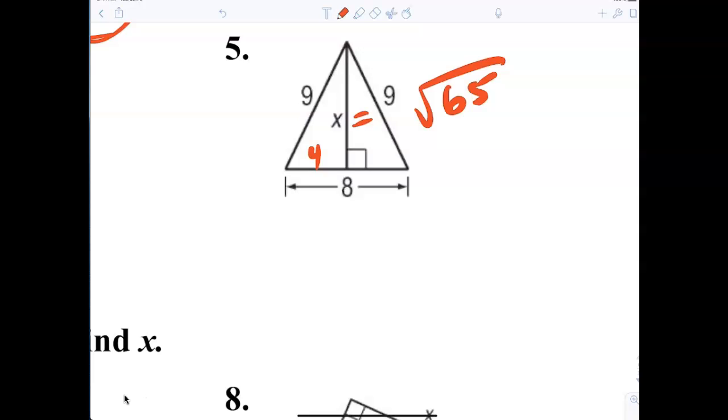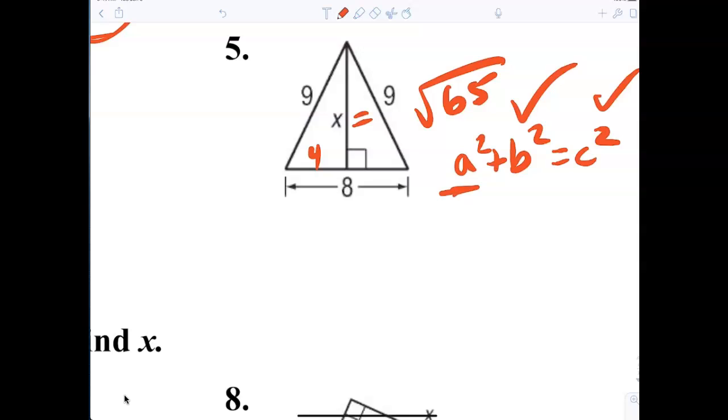So you do. A squared plus B squared always equals C squared. Thank you for asking me that. A squared plus B squared equals C squared, true? So I have a hypotenuse and a leg. So to find the other leg, I subtract them, right?